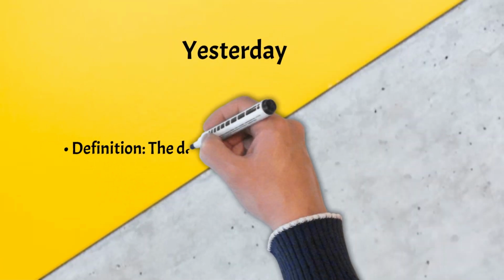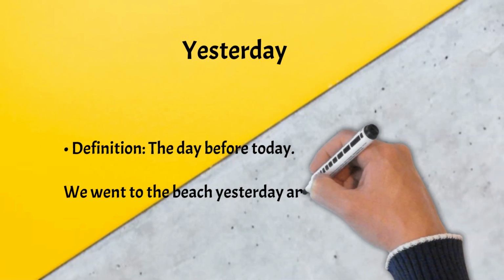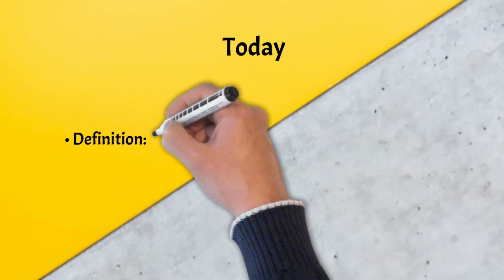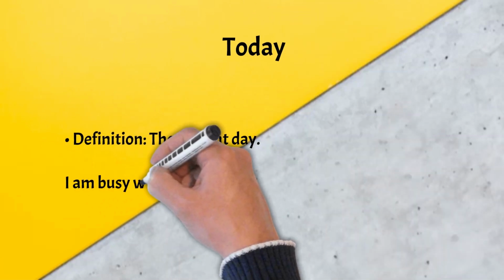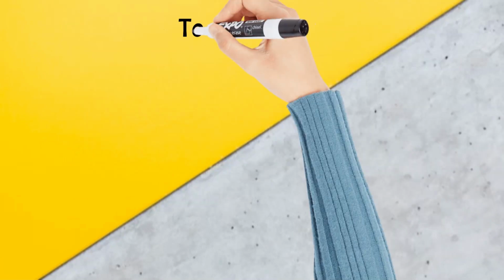Yesterday. Definition: the day before today. Example: we went to the beach yesterday and had a great time. Today. Definition: the current day. Example: I am busy with work today, but we can meet tomorrow.